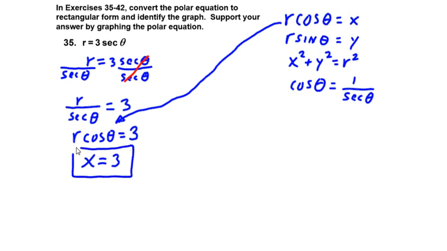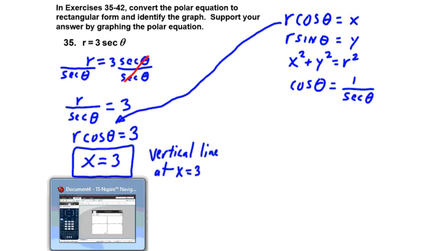And then the last thing it's going to ask us to do, and this is going to be a vertical line at x equals 3. And then it says the last thing, to graph the polar equation, on the calculator.